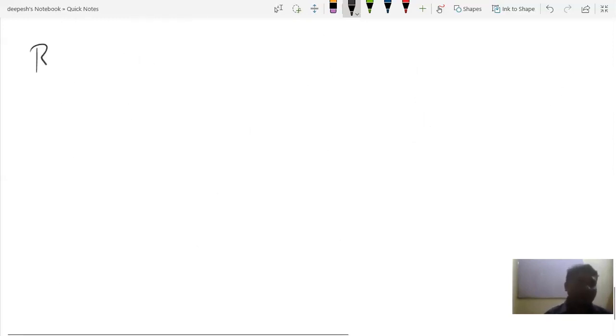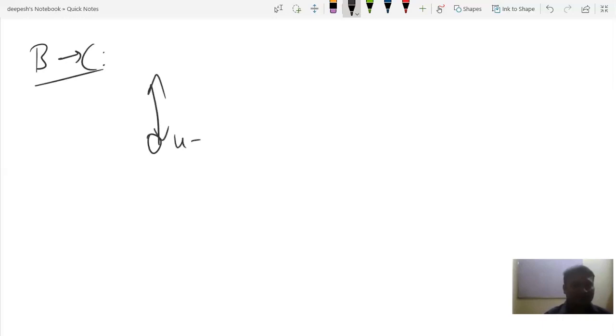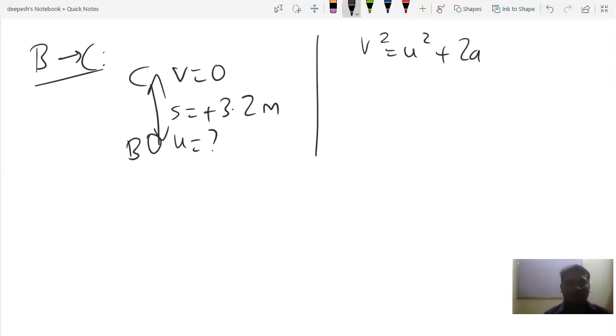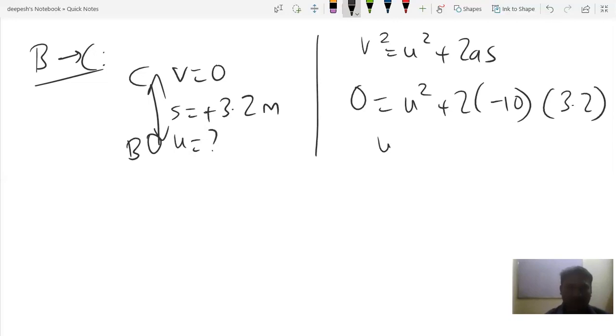Now, let us come to journey B to C. For B to C, we do not know the initial velocity of the ball. Final velocity is 0 at point C. And displacement is plus 3.2 meters. So kinematic equation: v square is u square plus 2as. So 0 is u square plus 2 into acceleration, which is minus 10, into displacement, which is 3.2. So u square comes out to be 64. So the value of u is 8 meters per second with a positive sign because it is an upward direction.